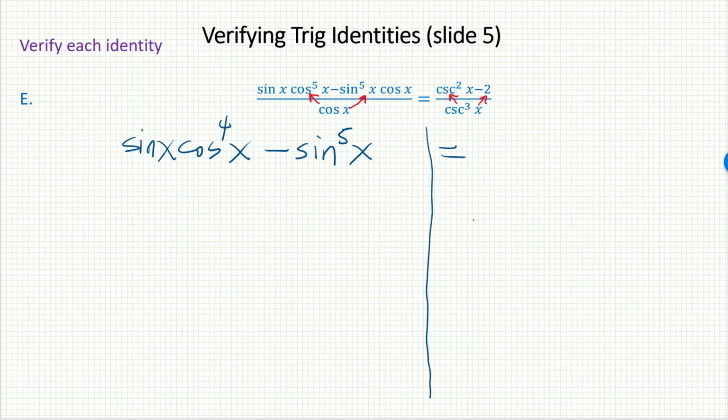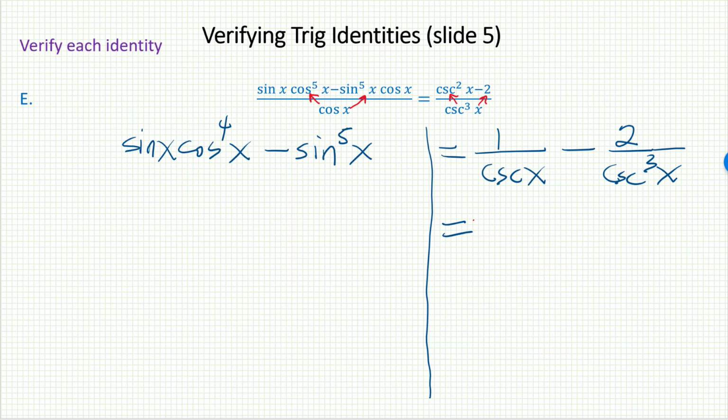The right doesn't work out quite so nice, but still simplifies things a little bit. First, I would have cosecant squared over cosecant cubed. Well, the 2 on the top will cancel out 2 of the ones on the bottom, leaving me with just a single cosecant x there. The second one, there's nothing really that happens. I can just write it down, 2 over cosecant cubed x.